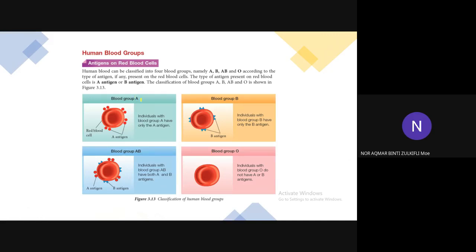Okay, the most important thing is you must know the blood groups. There are A, B, AB, and O. Okay, the type of antigen present on red blood cells is A antigen or B antigen. So there are only two types of antigen. If blood group A, it has only A antigen. For blood group B, it has only the B antigen. AB has A and B antigens. Blood group O does not have any A or B antigens. None of A or B antigens.